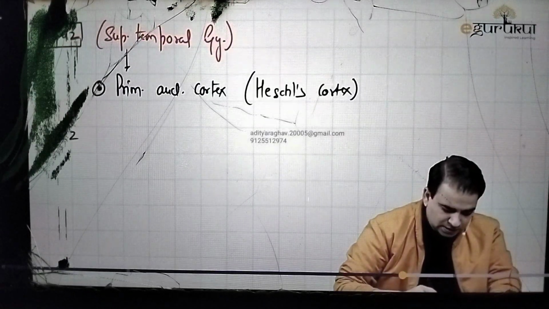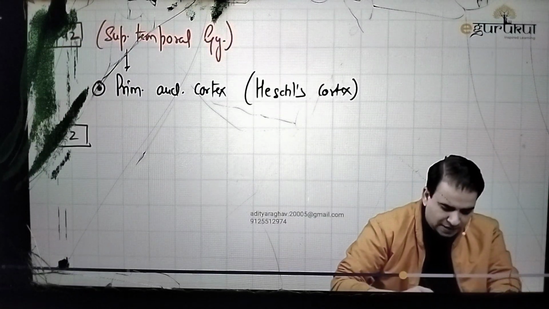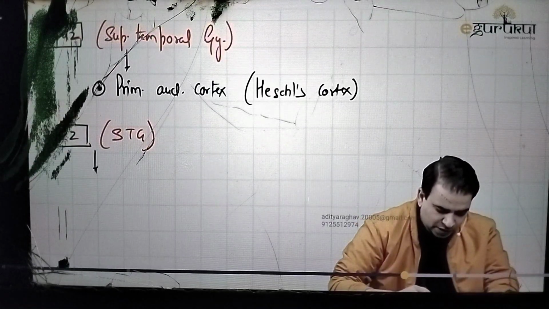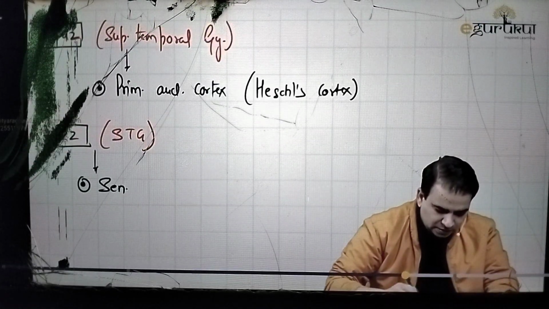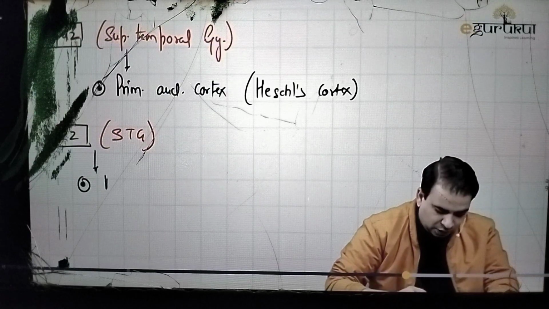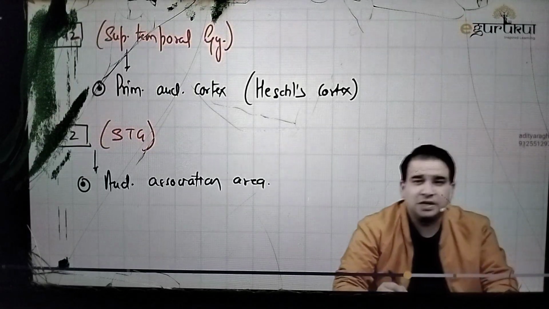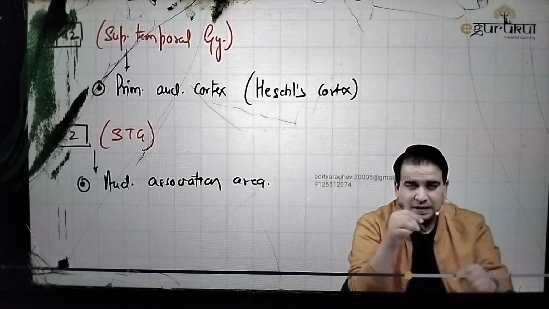This area number 41 and 42 is surrounded by the area number 22, which is also in the superior temporal gyrus. And area number 22, please note, it is the auditory association area. Main auditory area is 41, 42, and it is encircled by this area number 22, that is the auditory association area.